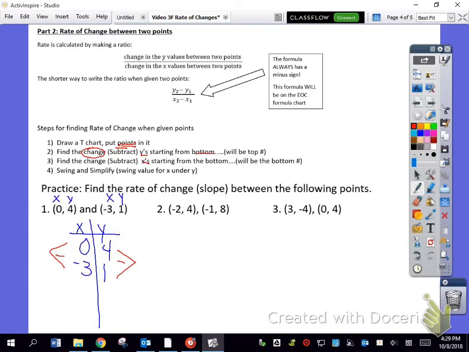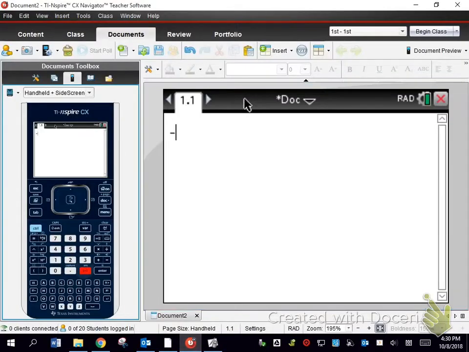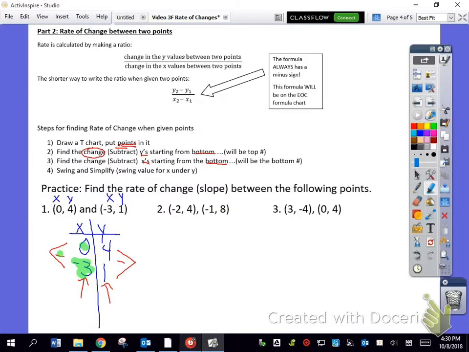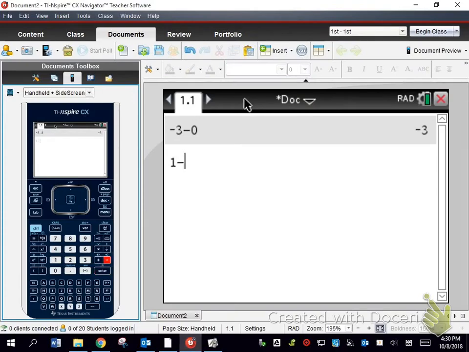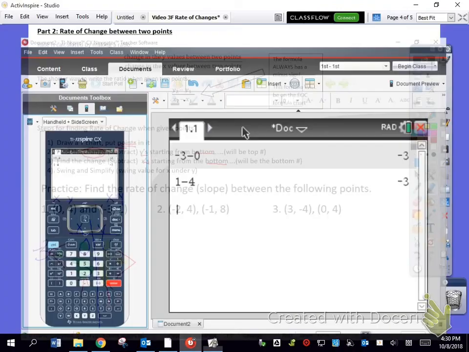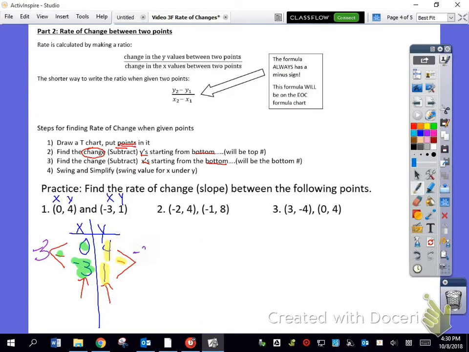Do it on both sides, and to be consistent, you start from the bottom on both of them. So we are going to enter negative 3 minus 0, and you get negative 3. So we're going to put negative 3 on that side. Now I have to be consistent and do the same thing on the other side. So I'm going to start with 1 and then put minus 4. In the calculator, you have 1 minus 4. Hit enter. You get negative 3. So I have negative 3 on the other side.